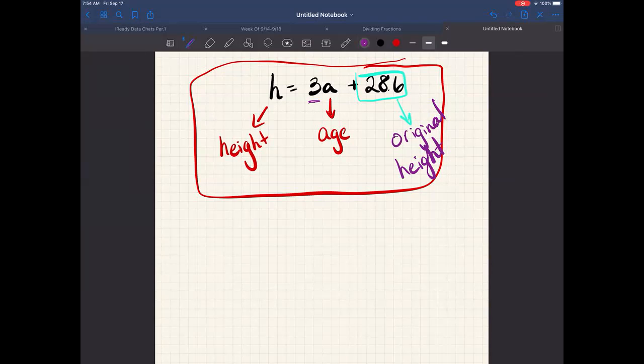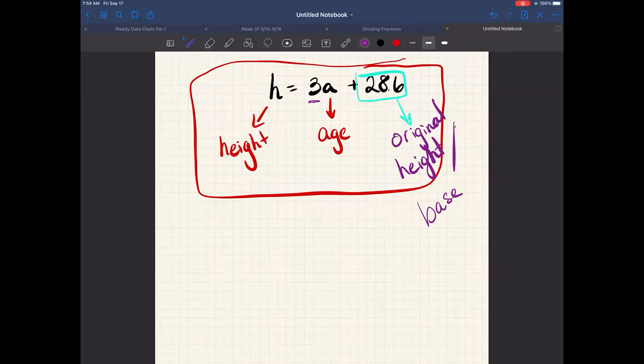Okay. So we have the original height. The child doesn't grow like a beanstalk. It's not a plant. So they have to start somewhere. They're starting at 28.6 when they go to the doctor. Every year that passes, every age, he's going to grow about 3 inches, and that's going to be added to the base height. So this is my base height, the original height, the baseline. Questions on that one?